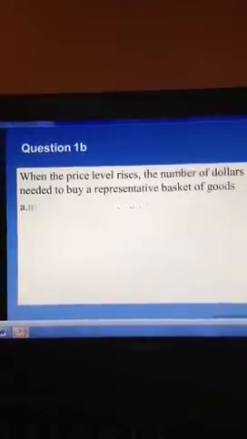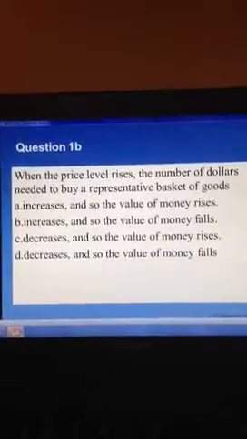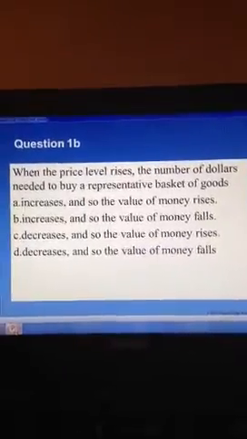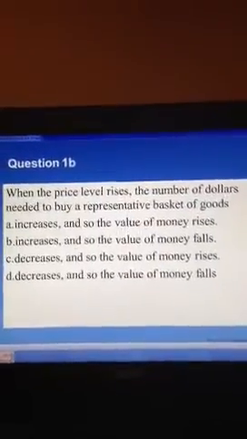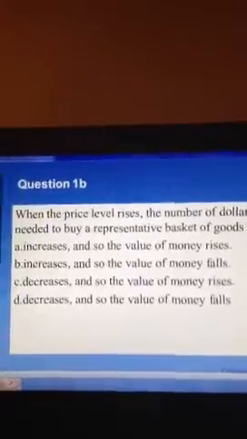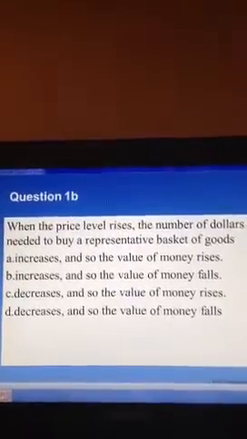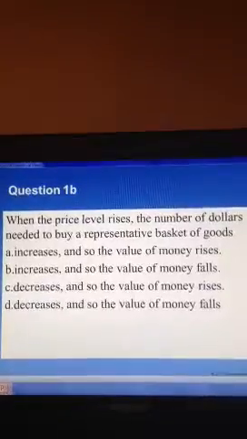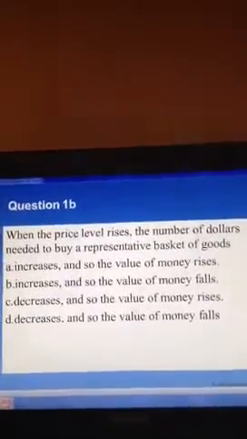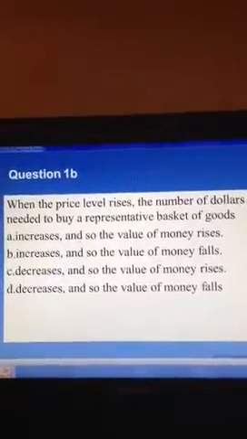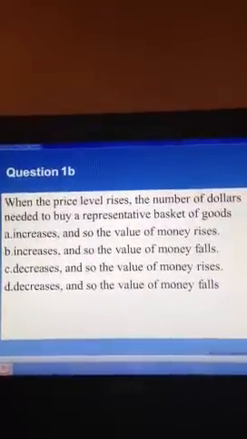The next question is, when the price level rises, the number of dollars needed to buy a representative basket of goods is A, increase, and so the value of money rises, B, increases, and so the value of money falls, C, decreases so the value of money rises, or D, decreases and so the value of money falls. So if we read this question carefully, it's stating that when the price level rises, what happens to the dollars needed to buy a representative basket of goods?